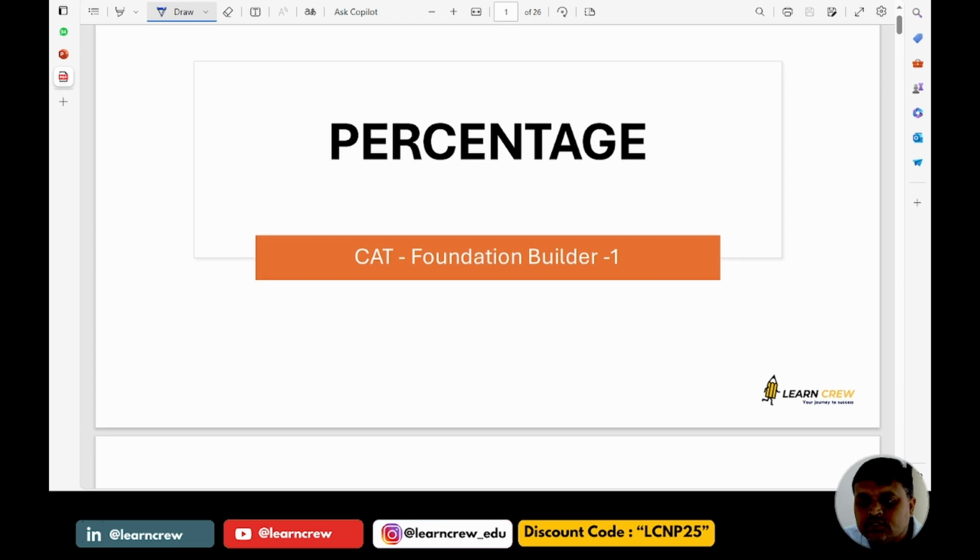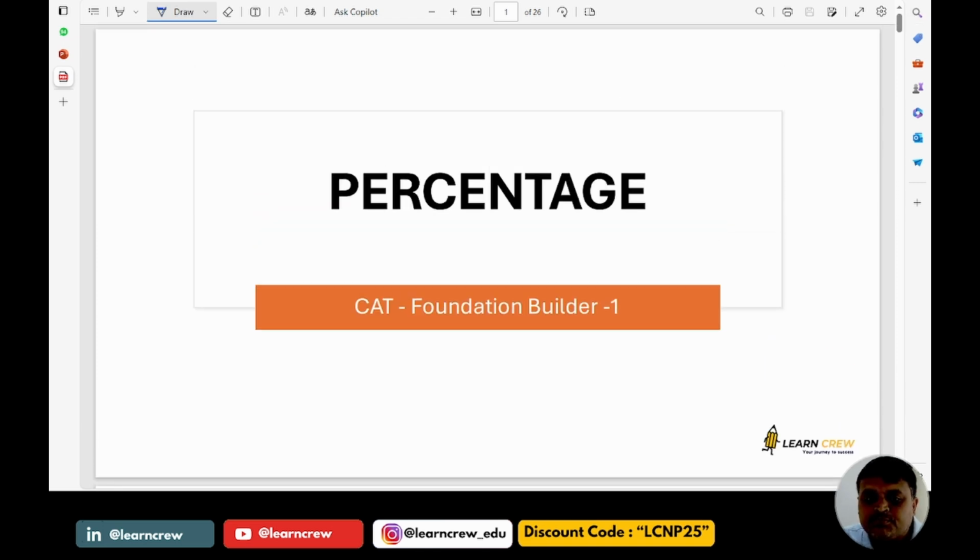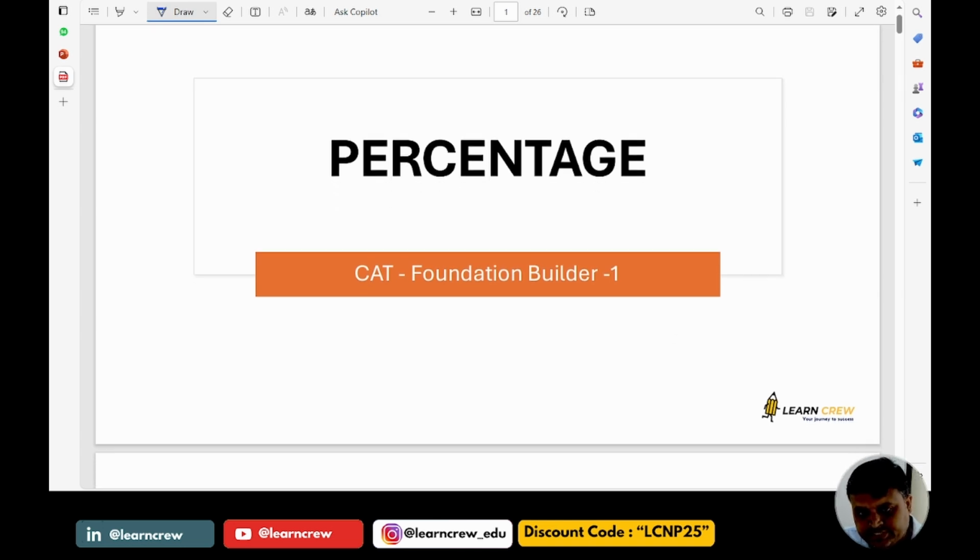discussion. Right. So here see, in our program we are focusing more on problem solving. Okay, so we are going to solve basics as well as higher level of difficulty questions as well. So here our first sheet on percentage is based on foundation. So this is foundation builder sheet.